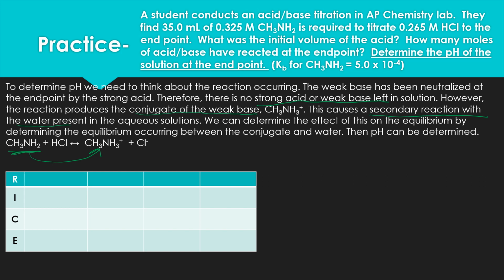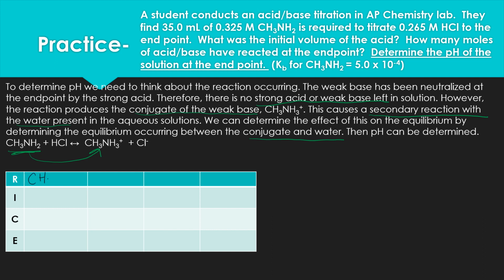And that secondary reaction is going to affect our pH, affect our equilibrium. So we can determine the effect of this on the equilibrium by determining the equilibrium occurring between the conjugate and water. Then pH can be determined. So we can see our reaction there, our normal reaction that took place. And when this reaction occurs, we create that conjugate, so CH3NH3+.